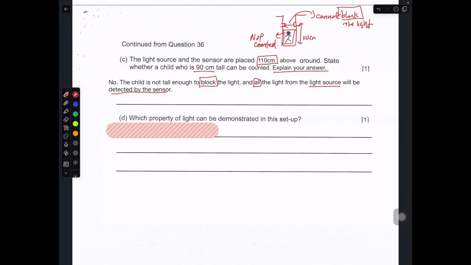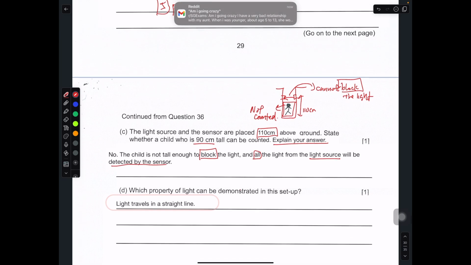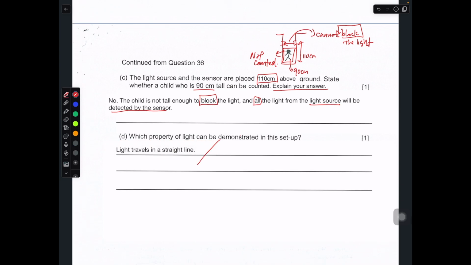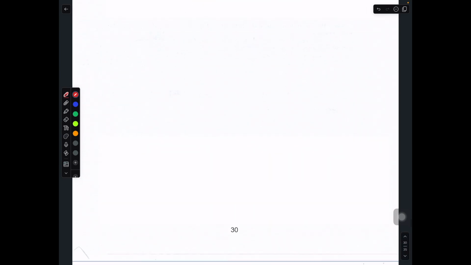Which property of light can be demonstrated? This will be light traveling in a straight line, because light traveling in a straight line doesn't bend. If it could bend, then I would say that the person who is 90 cm tall can be detected, because it might bend lower to hit the person and no light would be detected by the sensor. But you know that's not the case. So this will be the key property for this to work.